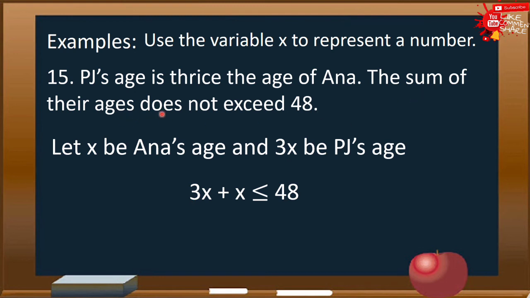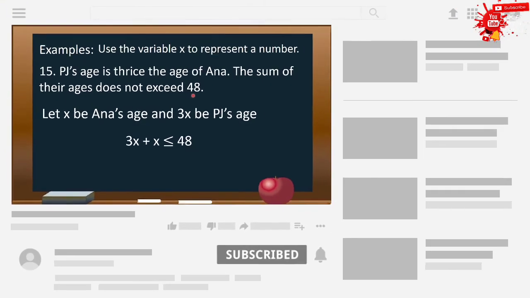And then we have the phrase does not exceed. So we will have the symbol is less than or equal to. Then we have 48. So we have 3x plus x is less than or equal to 48. So this is the mathematical sentence for PJ's age is thrice the age of Anna. The sum of their ages does not exceed 48.